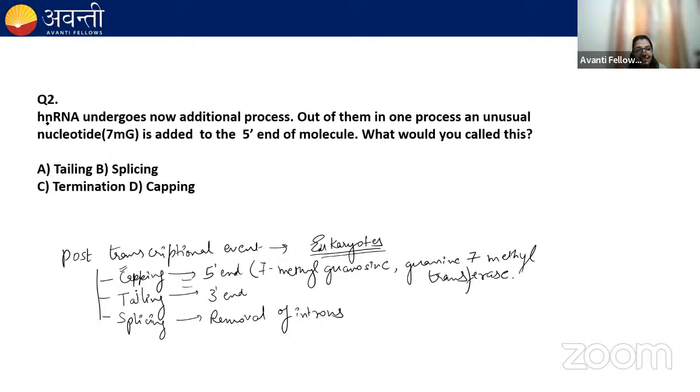The question is asking that the hnRNA undergoes additional processes. Out of them, in one process, an unusual nucleotide, which is 7-methylguanosine, is added at the 5' end of the molecule. So at the 5' end, capping is taking place. So the correct option is capping. I hope it is clear to everyone.